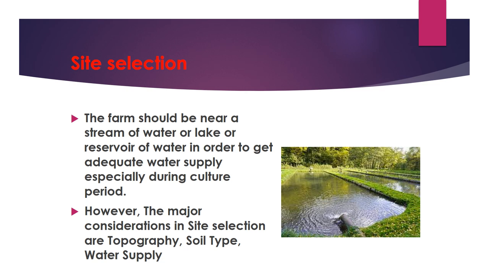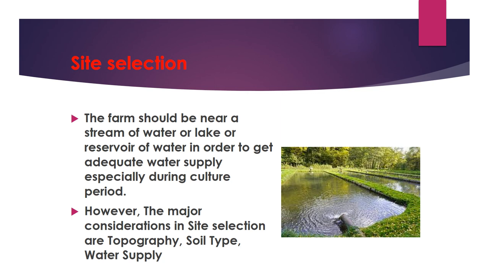Then the last point: the farm should be near a stream of water or lake or reservoir, in order to get adequate water supply, especially during the culture period. This is an important point. However, the major considerations for the selection of site are topography, soil type and water supply. These three main things are very important for the selection of site.